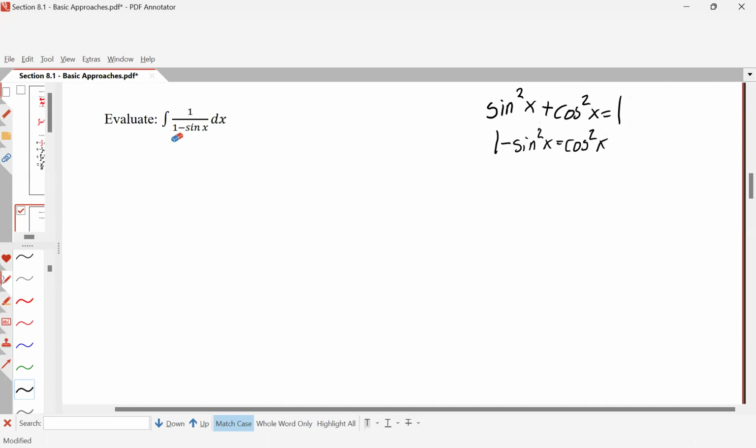And we can make 1 minus sine x look like 1 minus sine squared x by multiplying by 1 plus sine x. Because if I factor, this is a difference of squares. 1 minus sine squared x is the same as 1 minus sine x times 1 plus sine x. Well, I'm going to multiply that denominator by 1 plus sine x.